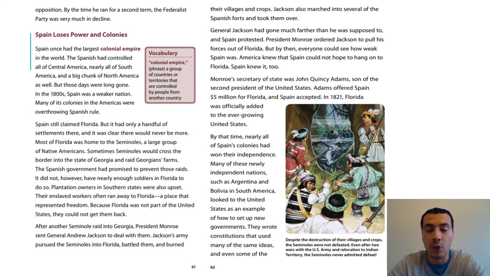Spain knew it too. Monroe's Secretary of State was John Quincy Adams, son of the second President of the United States. Adams offered Spain $5 million for Florida, and Spain accepted. In 1821, Florida was officially added to the ever-growing United States.